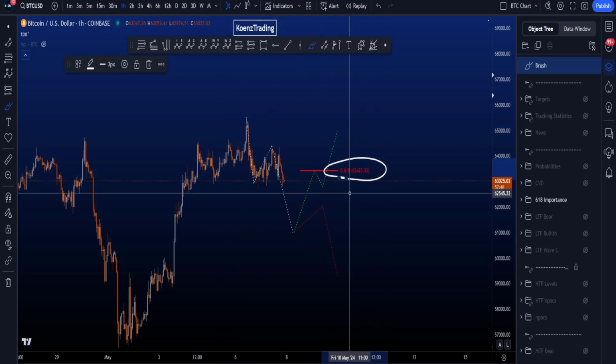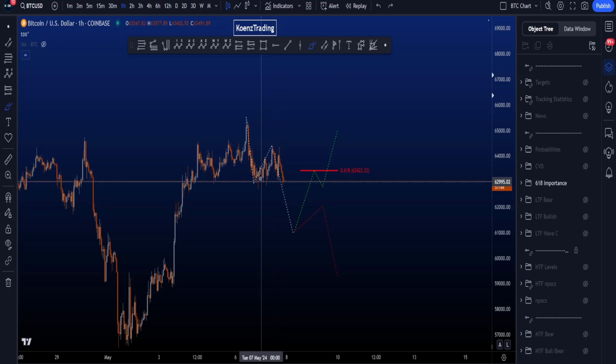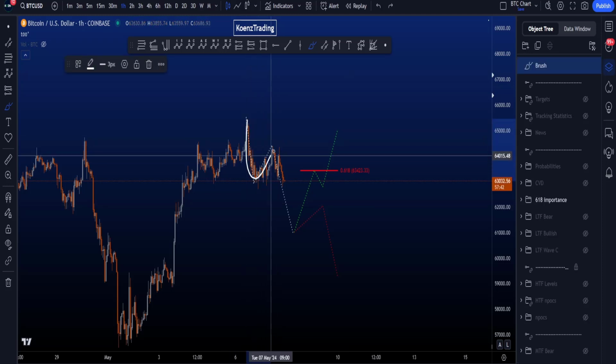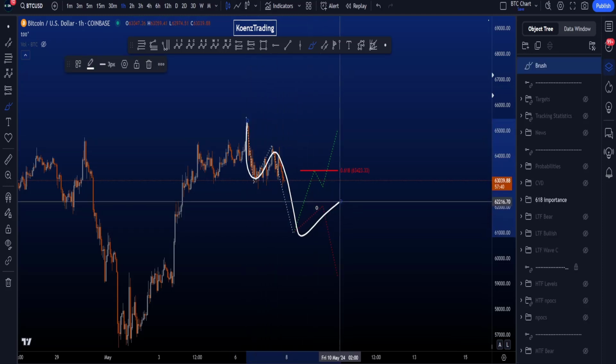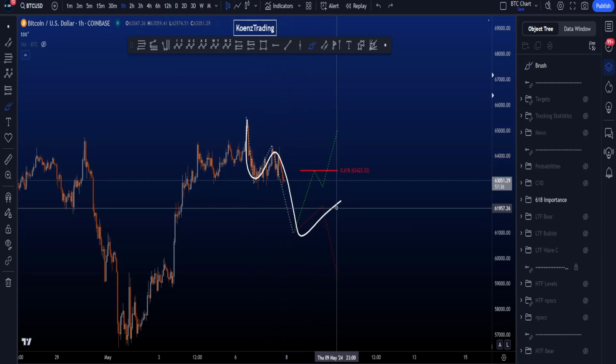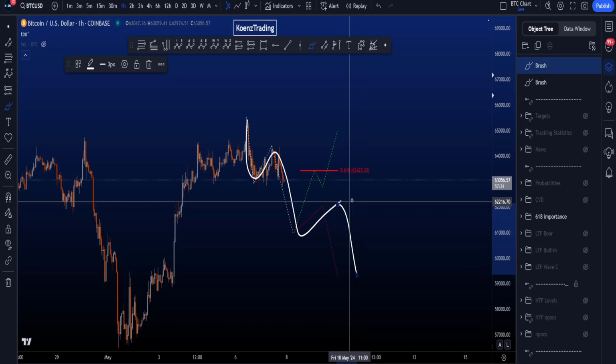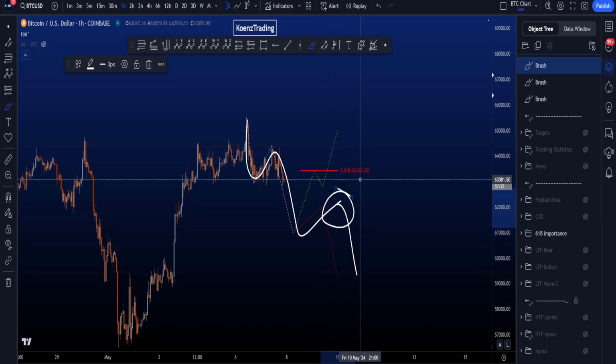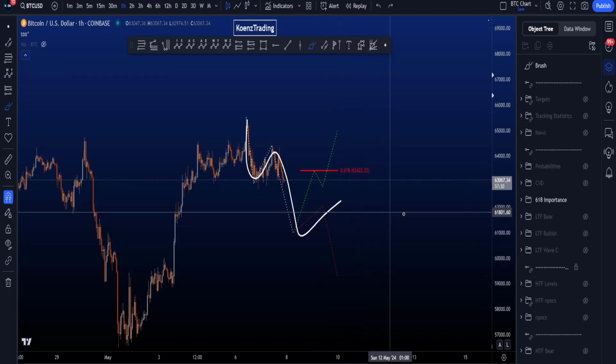0.618 is an invalidation for a wave 4, because in an impulsive structure you're looking for wave 1, 2, 3, sideways 4, which should be around the same length if not longer as wave 2 in time, and then another drop towards the downside where you do not want wave 4 to hit the 0.618.